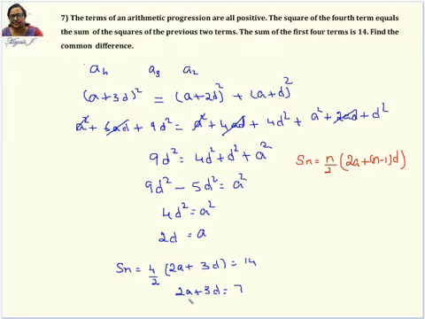And what is a? A equal to 2d. If you put that, this is going to be 4d plus 3d, which is 7d equal to 7. So d equal to 1. So that's the answer.